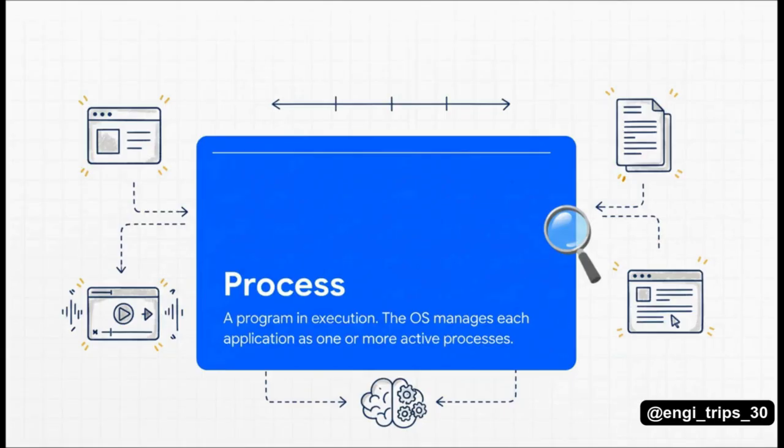Well, the secret starts with this concept, a process. Anytime you run a program, the OS creates a process for it. You can just think of it as the program in an active state of execution. So your web browser, that's a process. Your music player, that's another one. Your word processor, that's a third. And the OS has to manage every single one of them.